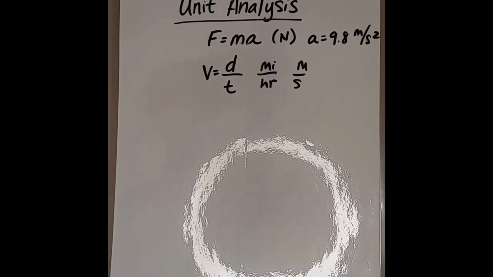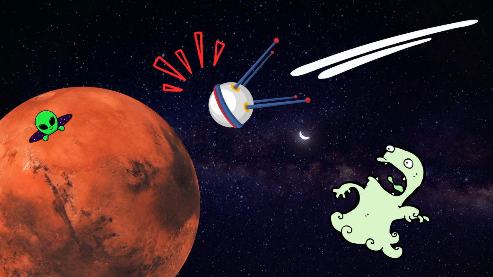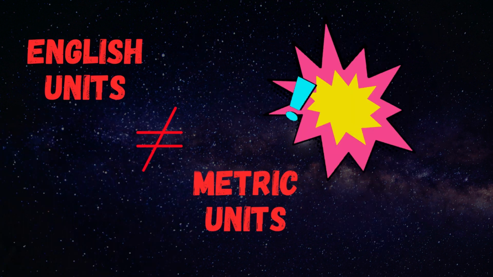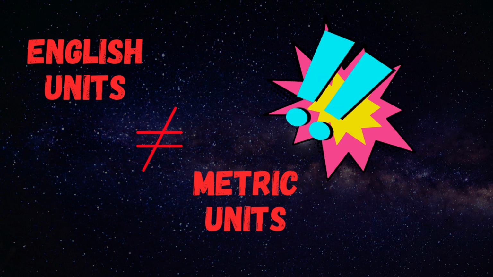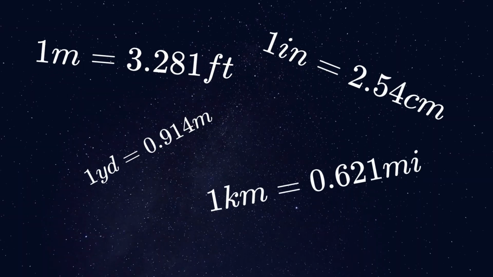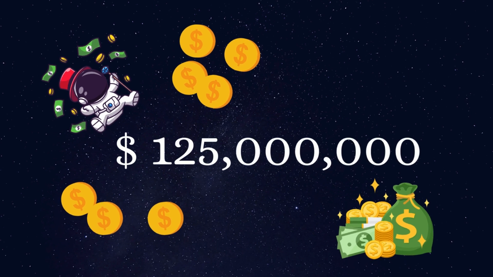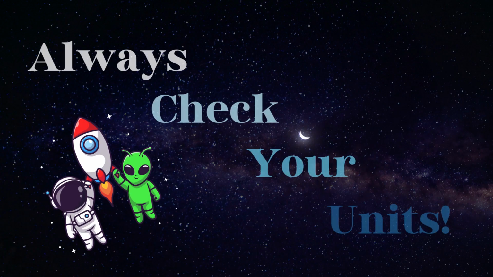So an interesting point about units that I've always found fascinating is that in 1999, the NASA Mars Climate Orbiter crashed into the surface of Mars because two different systems of units were being used. One team used the English system, one team used the metric system, and they didn't convert the two, and the discrepancy caused the engines of the orbiter to misfire, and it crashed right to the surface and cost $125 million. So you should always check your units.